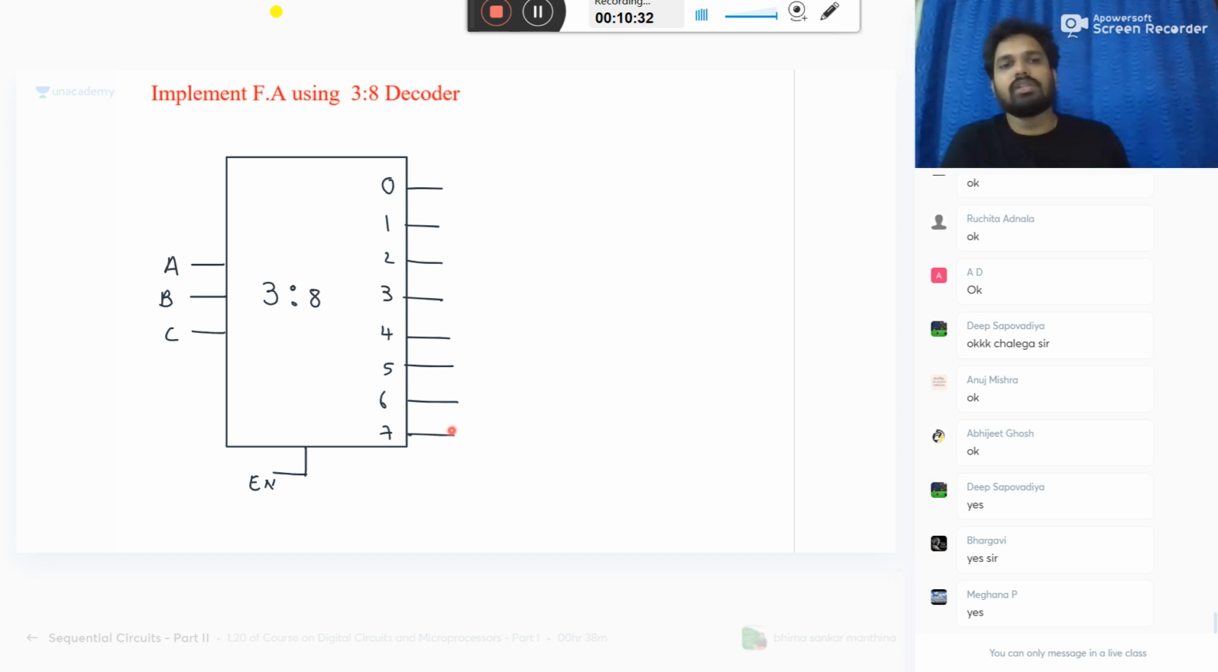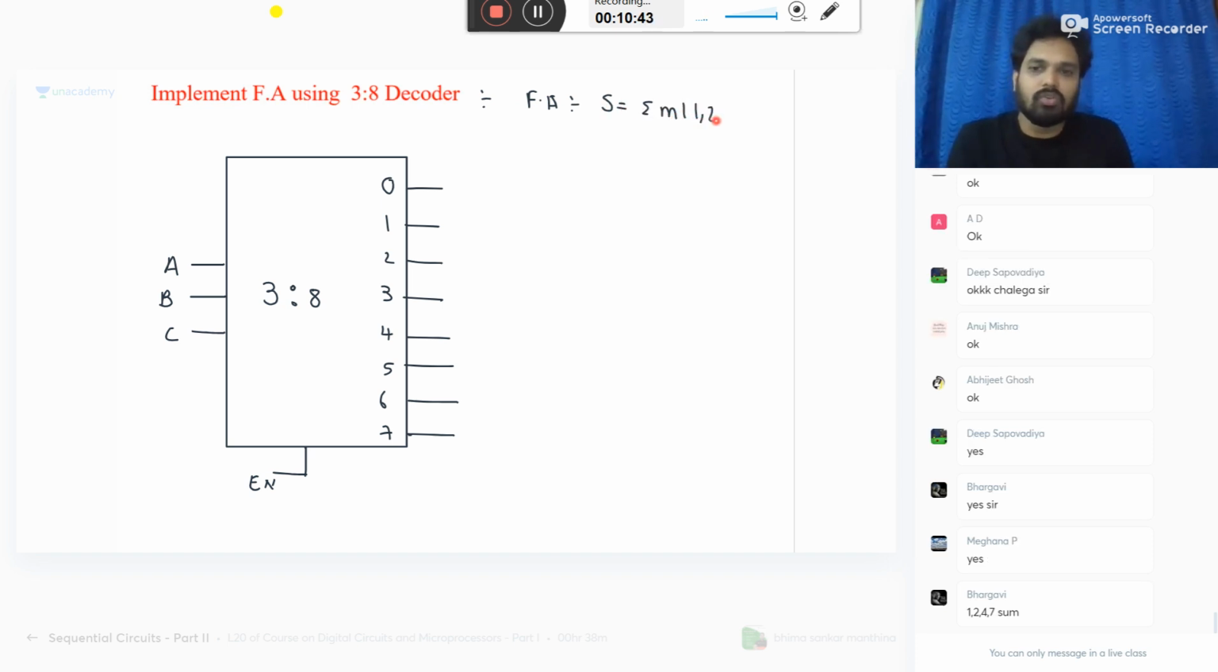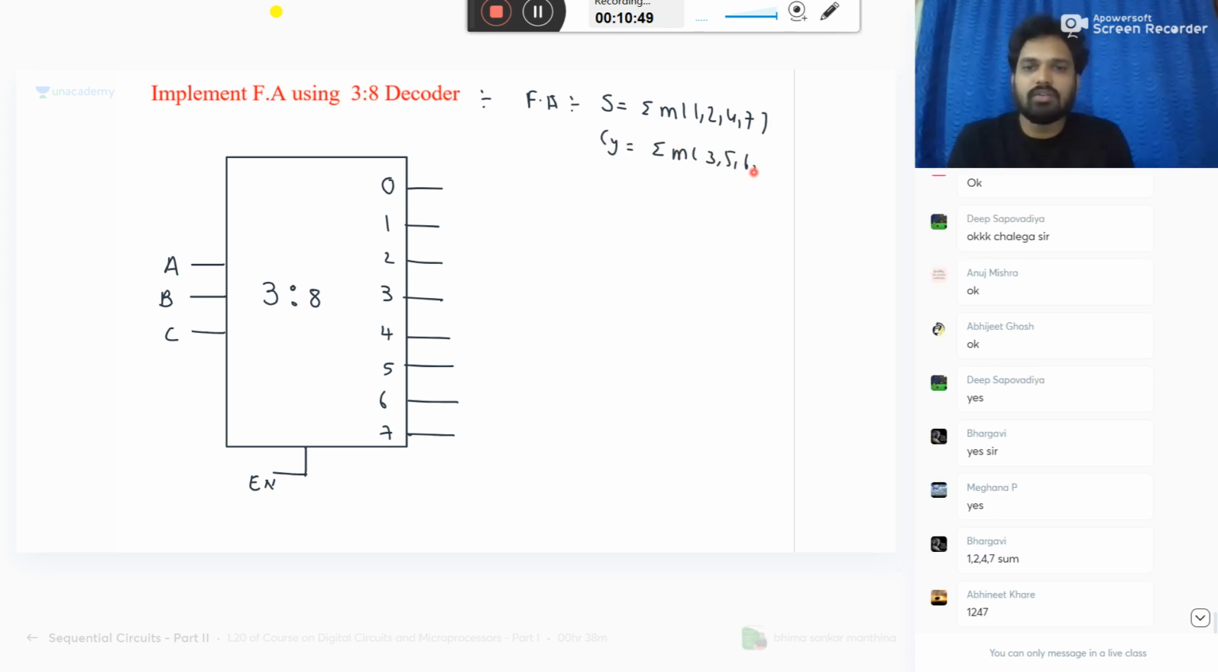Okay. So this is a simple question. Implement full adder using 3 to 8 decoder. What is full adder? Full adder contains two parts. What are they? Sum, Sigma m of 1, 2, 4, 7. Very good. Carry, Sigma m of 3, 5, 6, 7.